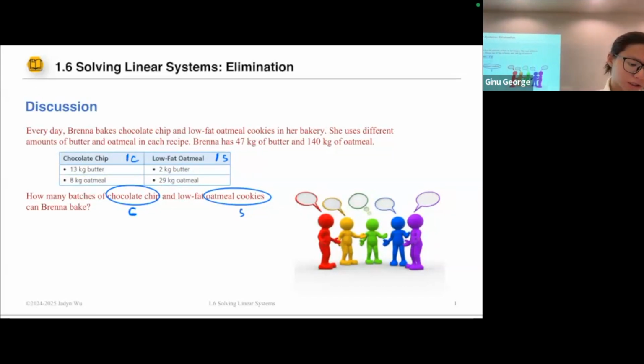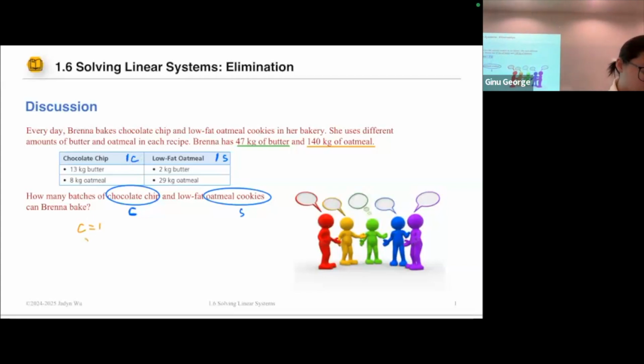We know that the total amount of butter we have is 47, and the total amount of oatmeal we can use is 140 kilograms. So we cannot use more than that amount. And of course, we want to use as much as we have, right? I don't know about C yet, but maybe I just produce one C. Instead of saying 1C, I say C equals 1.